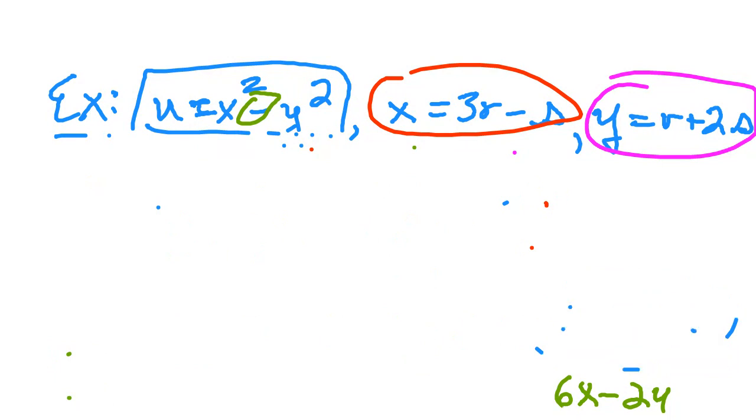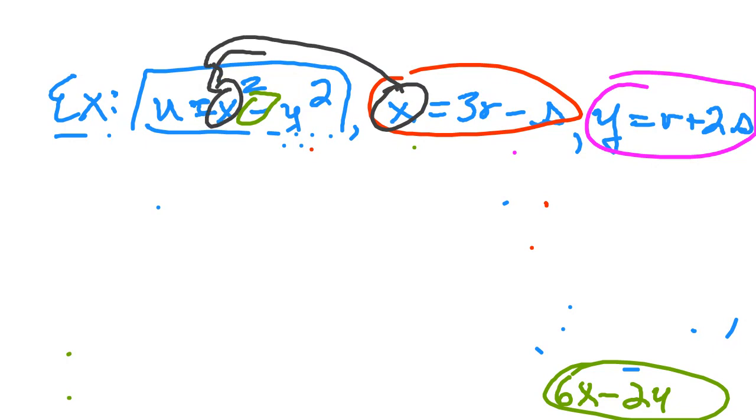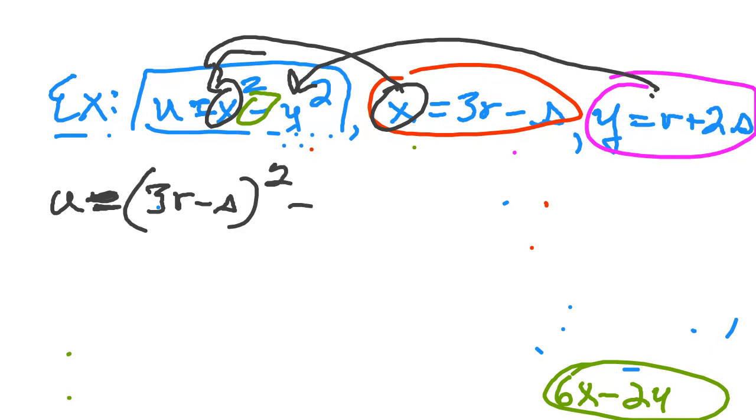All right, coming back, let's get back where I can draw. So that was my solution, but let's go ahead and substitute in now. Everywhere there's an x, I'm going to plug in 3r minus s. So u, if I put it in terms of r and s, is going to be (3r minus s) quantity squared, and then minus, when I plug the y in, (r plus 2s) quantity squared.